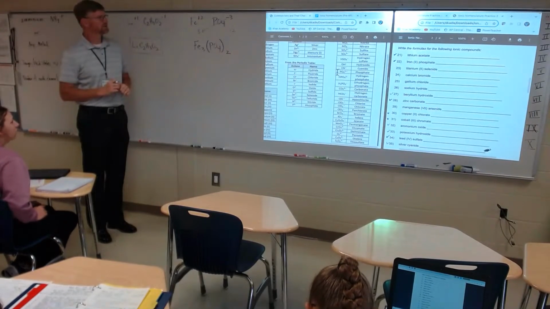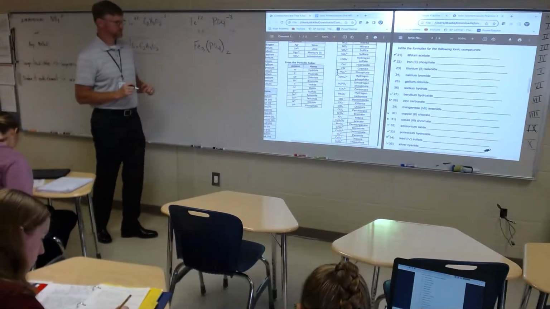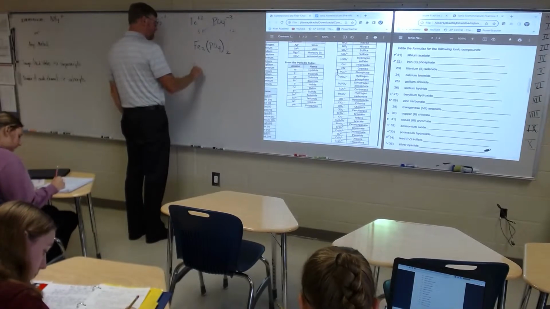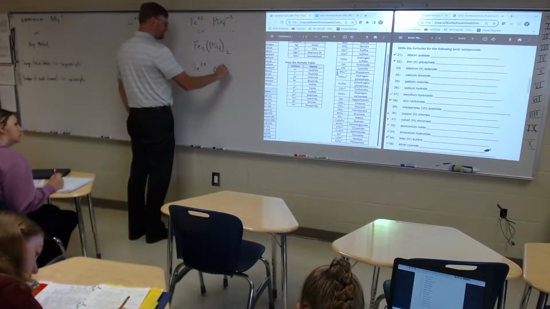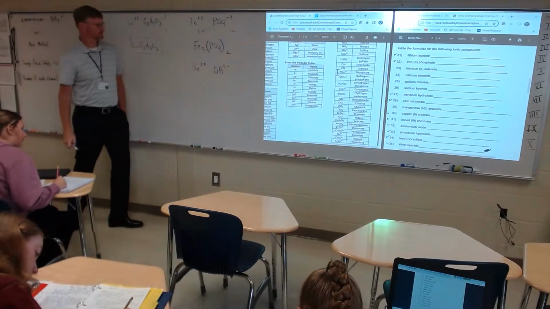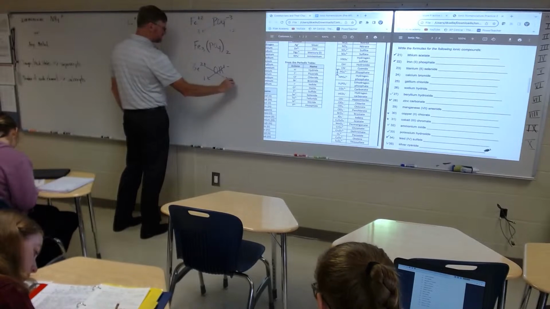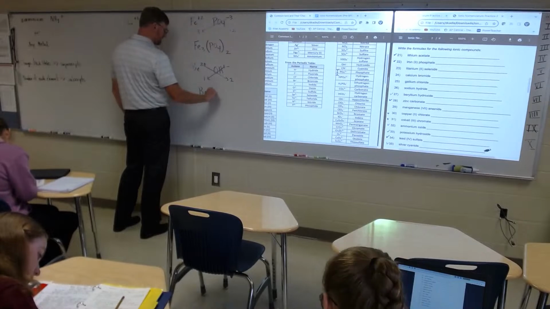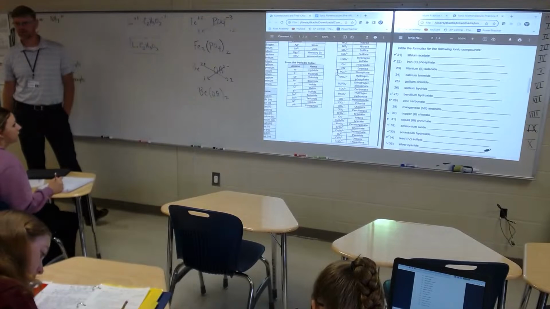All right, let's do 27, 28 before we get out of here. I think that's where we left off this morning. Beryllium hydroxide, that's Be2 plus. Hydroxide is OH1 minus. So the 1 goes here, the 2 goes there. Do I need parentheses? Yes, because 2 is not a 1. So there we go, beryllium hydroxide.